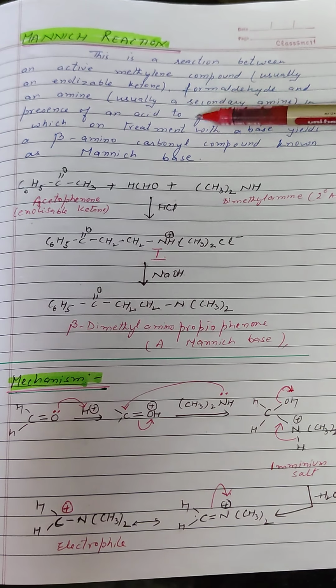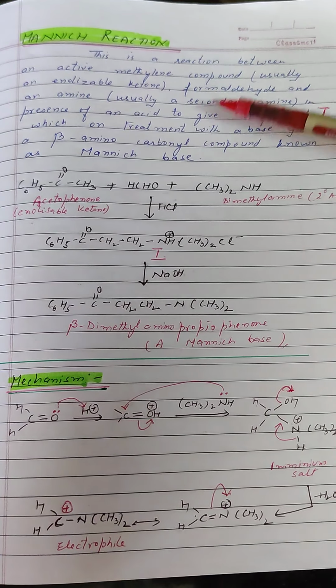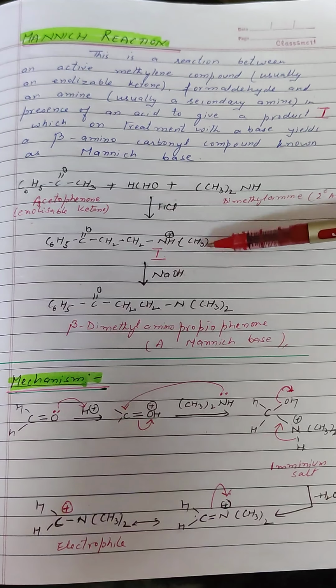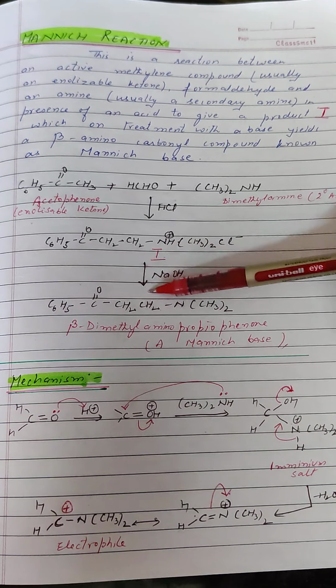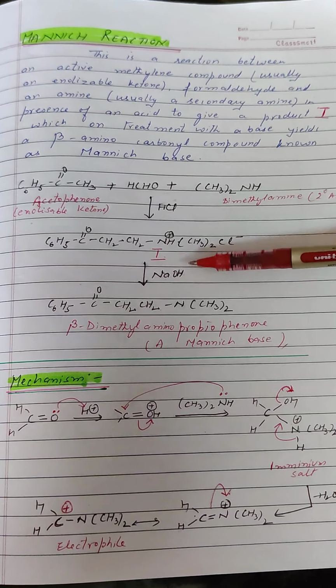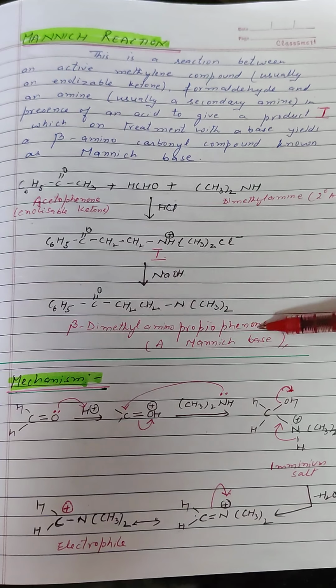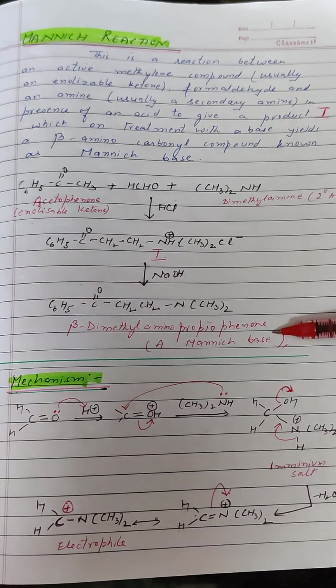Amine normally taken here is a secondary amine, and this reaction is taking place in presence of an acid to give a product 1. This product 1 on treatment with a strong base like sodium hydroxide results in the formation of beta-methyl amino propiophenone, also known as a Mannich base, and this is the product of this reaction.